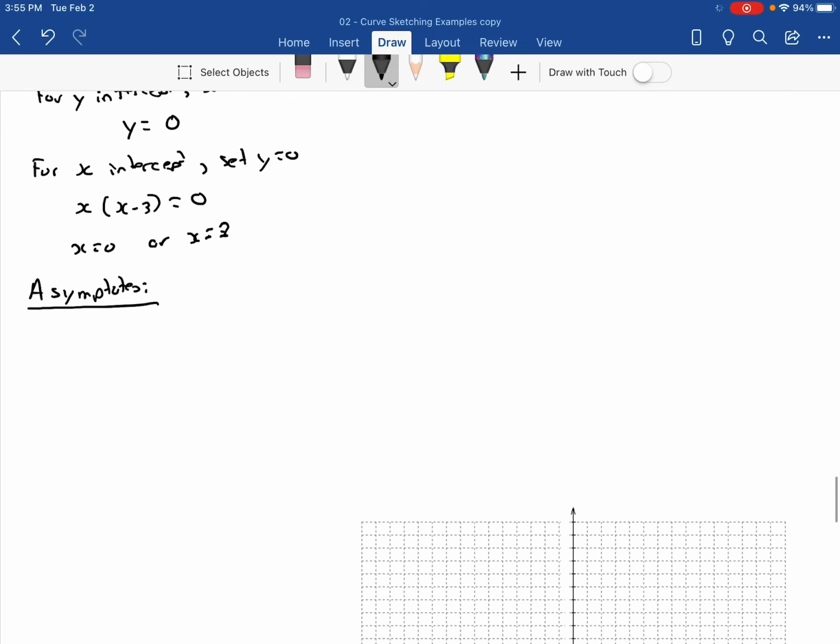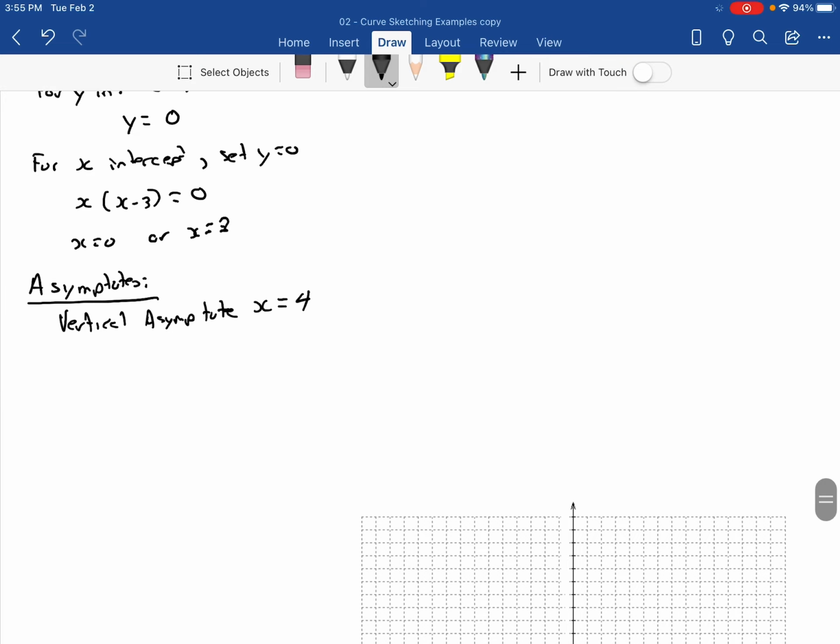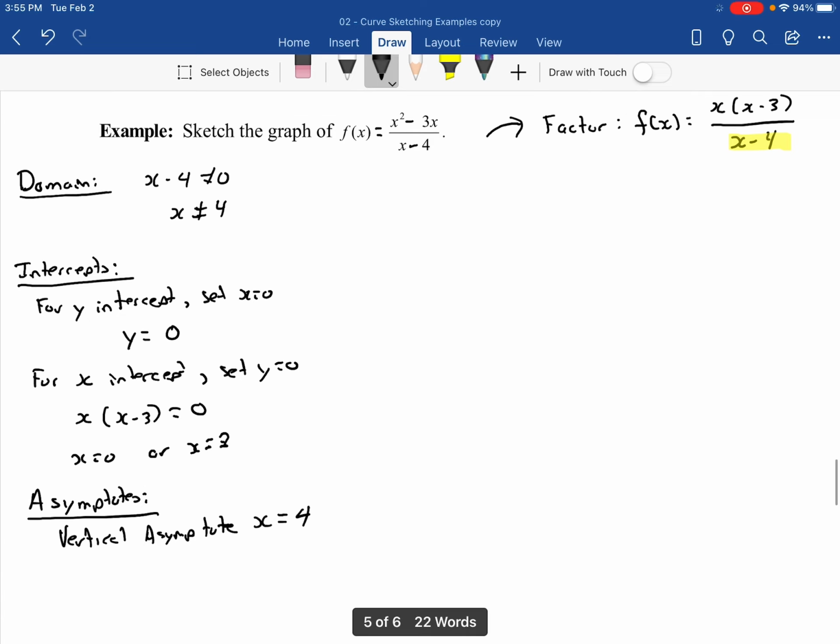So all I get is a vertical asymptote at x equal to 4. I forgot already what it was. X equals 4.